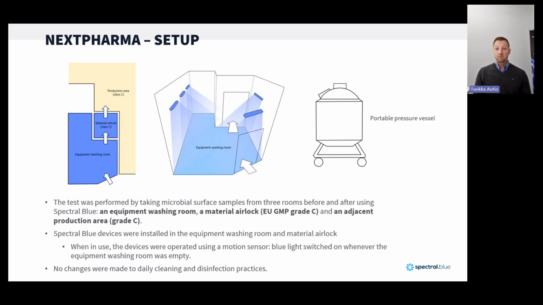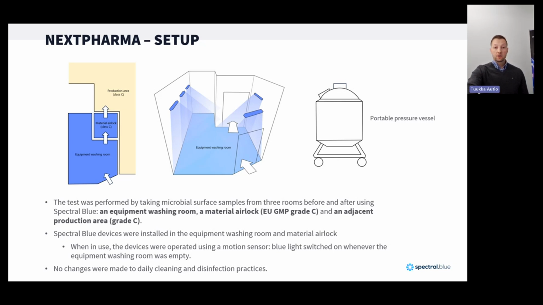And they are using these portable pressure vessels with wheels that are pushed from lesser grade towards the production area. They are first washed in the equipment washing room, then placed in the material airlock, and from there they are pushed to the production area. The wheels of these pressure vessels were suspected to be one source of how microbes could enter the production area. So they wanted to test that maybe if we install blue lights in the washing room and in the material airlock, could that have an effect on the transmission of microbes towards the production.